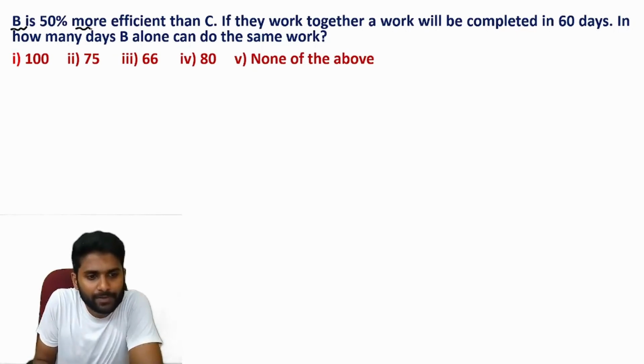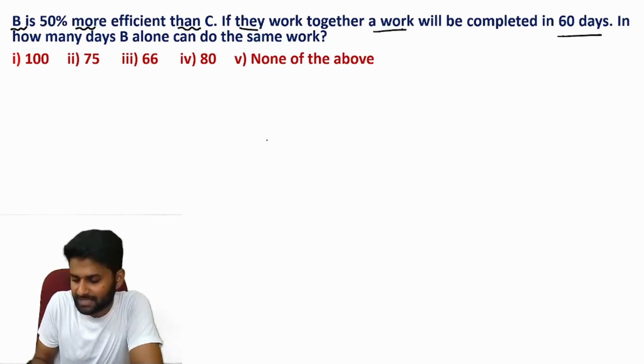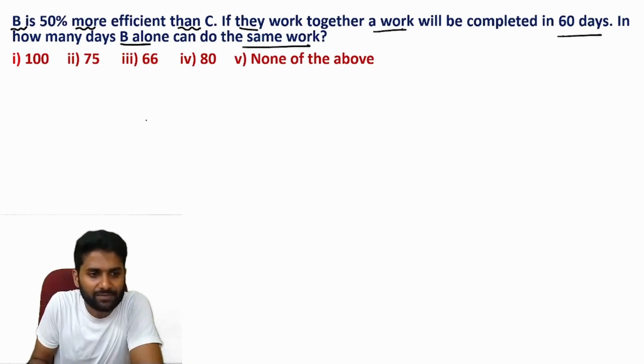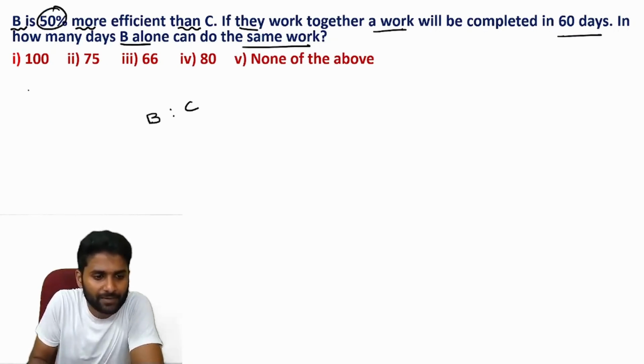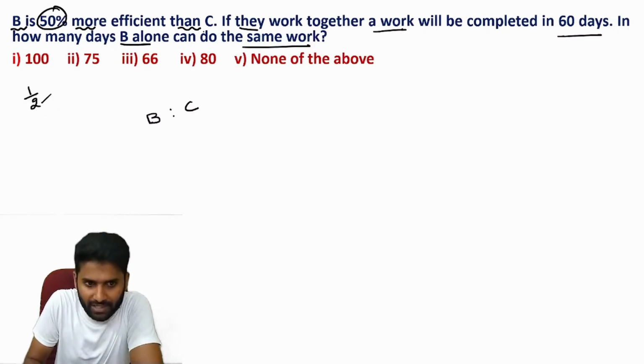B is 50% more efficient than C. If they work together, the work will be completed in 60 days. In how many days can B alone do the same work? Now see, again a comparison between B and C, and 50% is all about 1 by 2. I told you, here 2 is the denominator, which should be C. Let us assume that C's efficiency is 2 units.